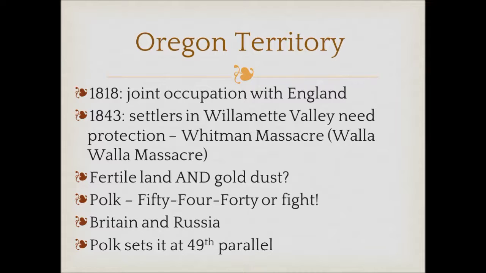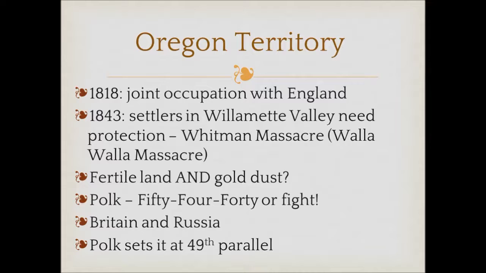Now, in 1843, there was a married couple by the name of Whitman, a husband and wife doctor team. And they came to an area in Oregon called the Willamette Valley, and they were going to help the Indians there with medical attention. So the Whitmans were good people. They brought 11 other doctors, nurses, medical type people with them, and they were going to again help these Indians.